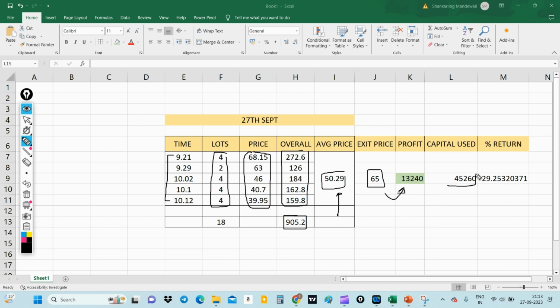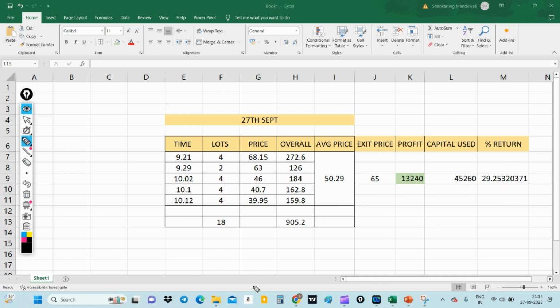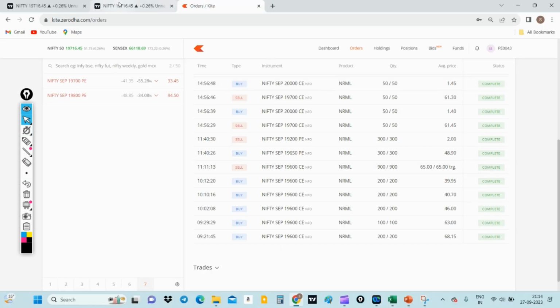The capital which I used for this trade was 45,000, which is less than 50,000, so this comes under this challenge. The overall return that I gained from this trade is around 29%. If we remove all the brokerages and all, it will come around 29% overall returns on the capital invested. So let's move ahead with the Nifty chart where I made an entry.